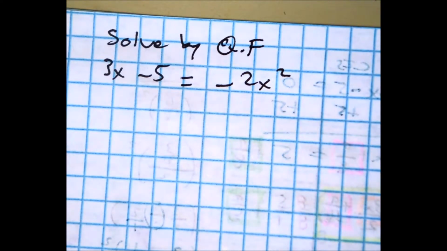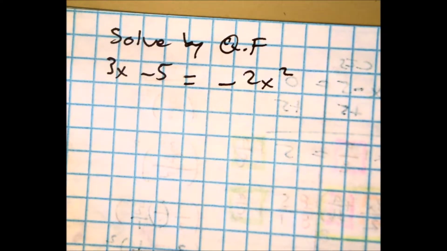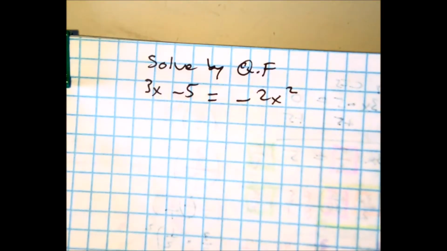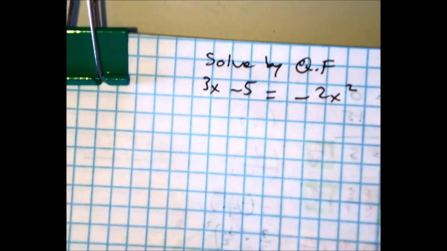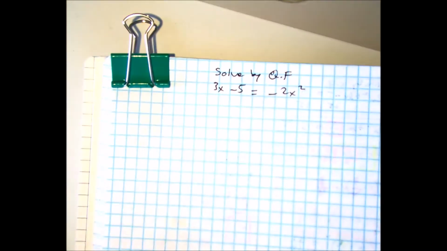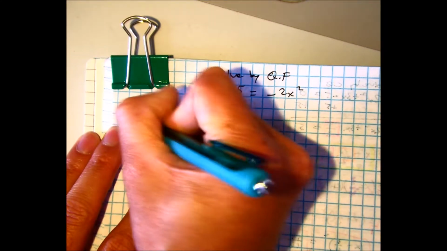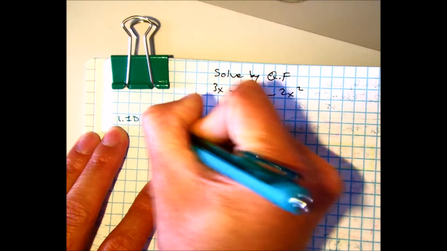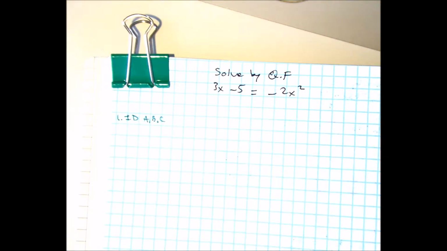Alright, so let's just say we've done this problem and we're not sure if we can solve this by factoring, square root, or completing the square. We can just use the quadratic formula. So let's write down some steps and apply that to this example. The first thing I want to do is identify the A, B, and C.